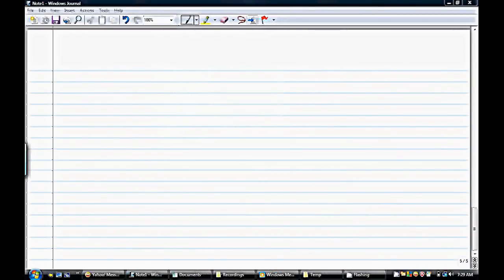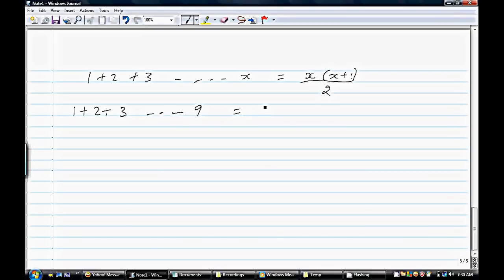Hi everyone. Today I will show you how to add numbers in series. For example, if I have to add 1 plus 2 plus 3 up to x, then the sum will be x into x plus 1 divided by 2. For example, if I have the numbers from 1 plus 2 plus 3 up to 9, then all I have to do is multiply 9 by 10 and divide by 2. So that will be 45.